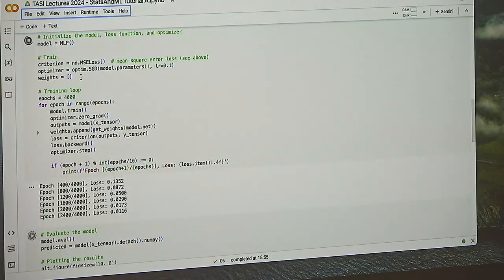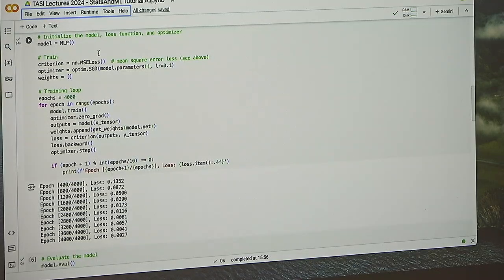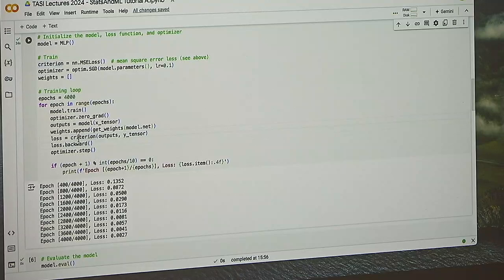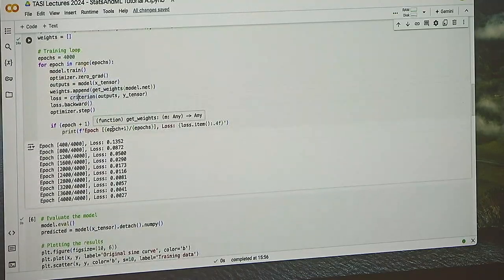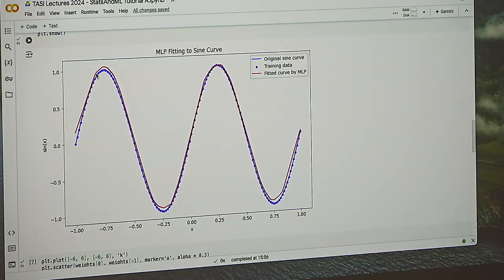And everything is very explicit. So this here is the training loop. You can see that here as loss function we use the mean square error loss function. So that's here the criterion. And then at some point, you see the model evaluated. So the training data are the blue points, and the fitted curve from the multilayer perceptron is the red curve.